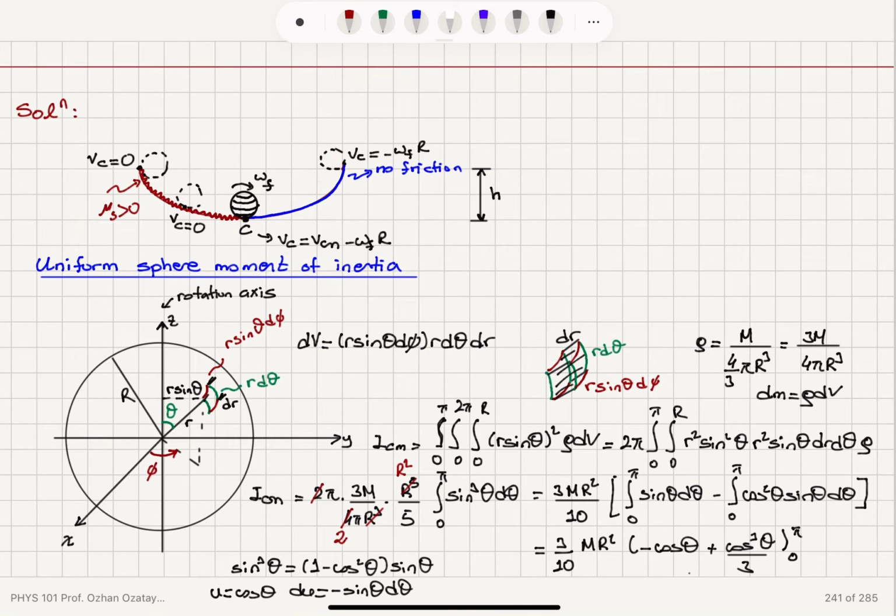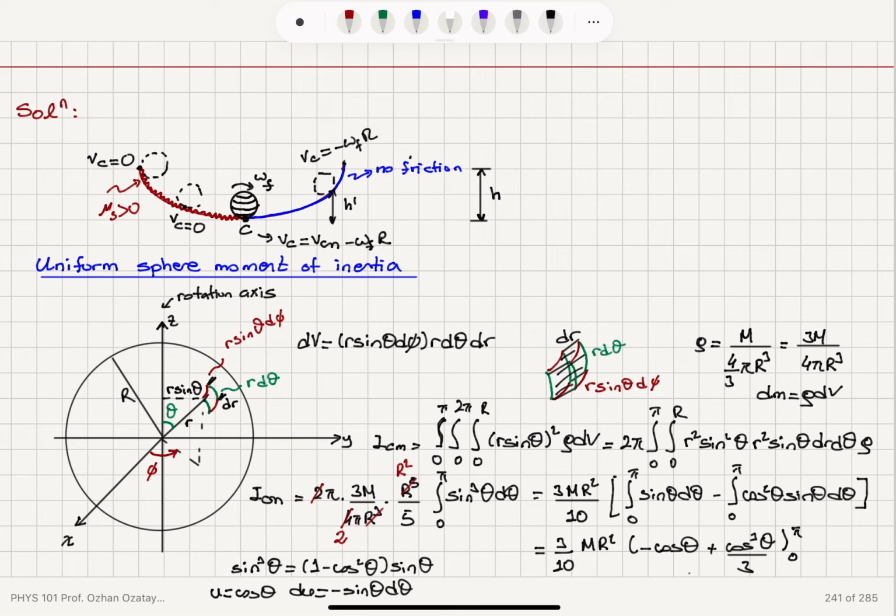So this drawing actually is not quite right. So we can say that it actually goes to a height h prime here. And when we reach this height h prime, velocity of the contact point is minus omega final times r.